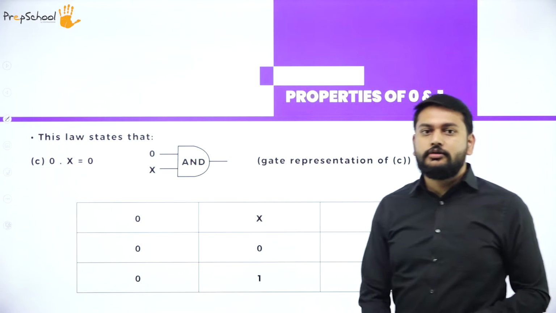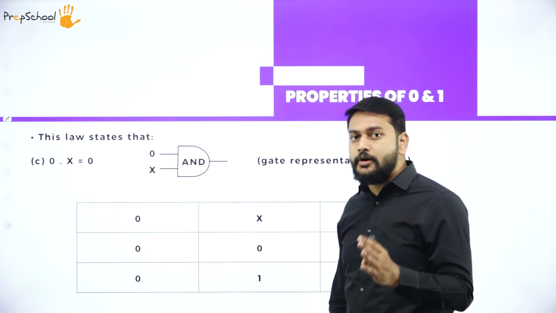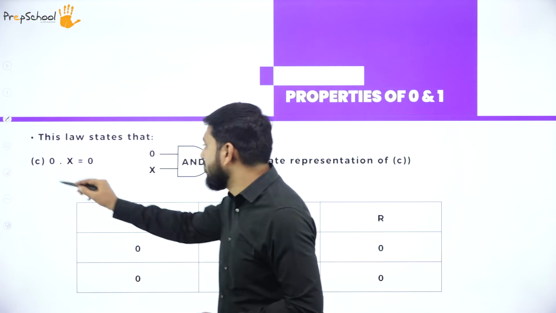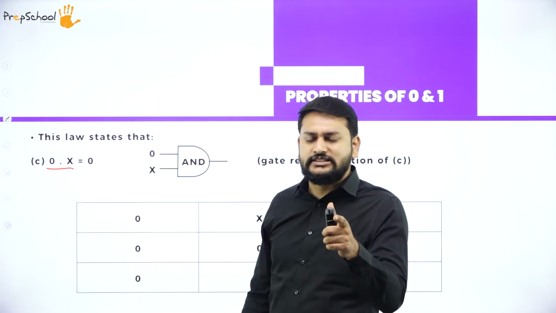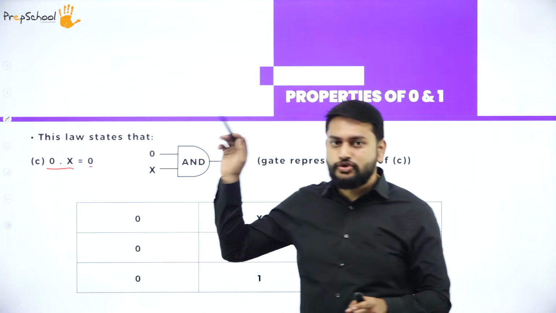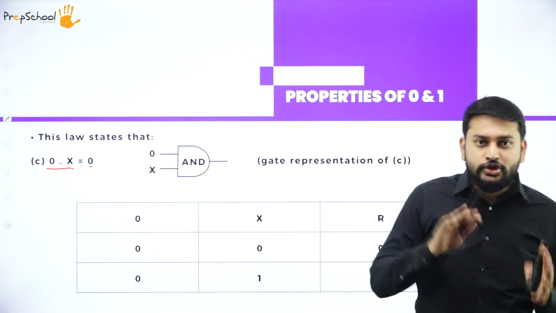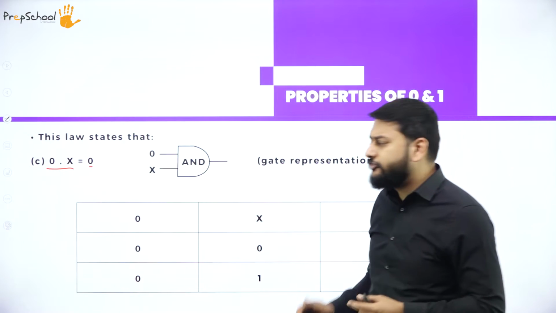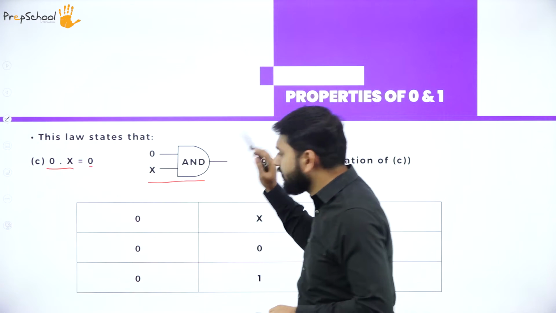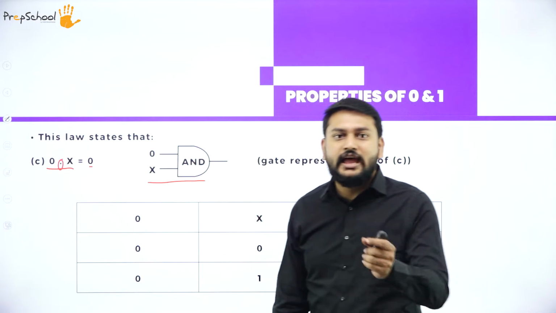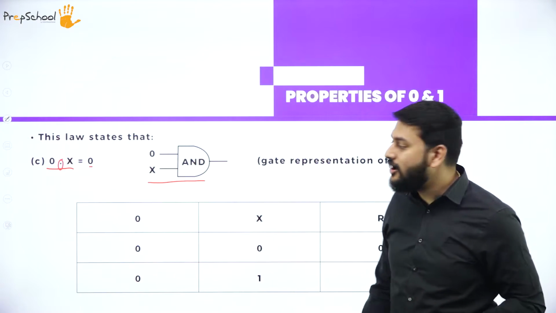The third law that you have to remember with respect to the properties of zeros and ones is, please observe, 0 into x. You will write 0 into x is equal to 0. If you perform 0 into x, it should be equal to 0. What will you do for that? First you will write the gate. Since I have multiplication, I have to write the AND gate.